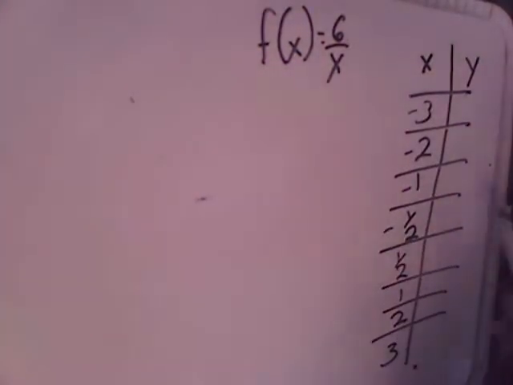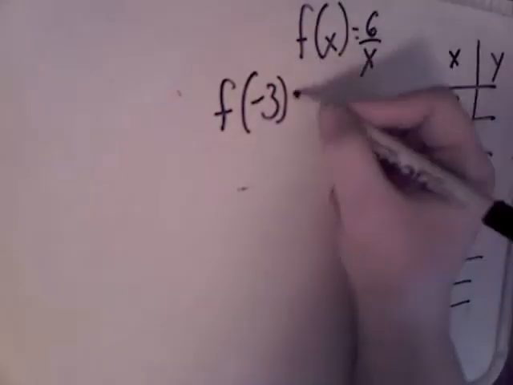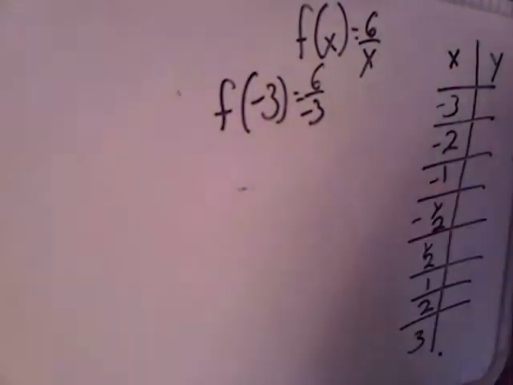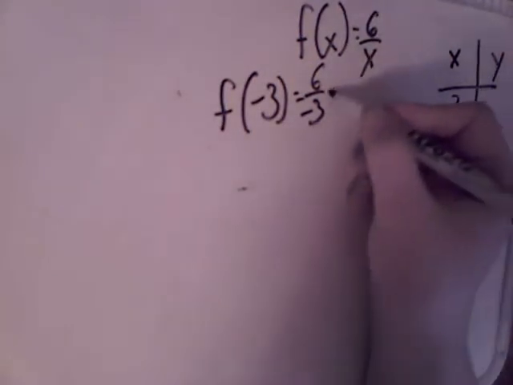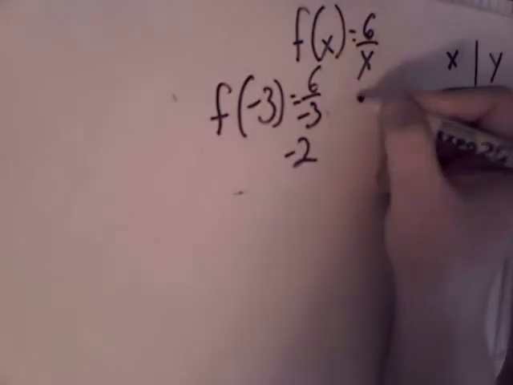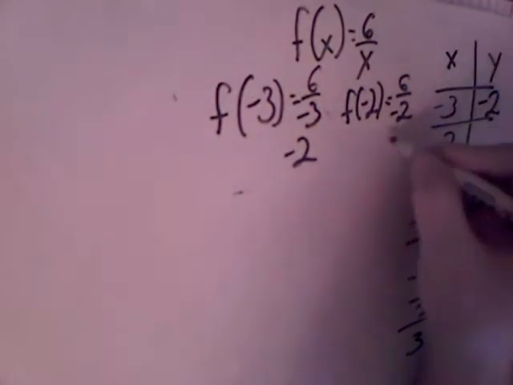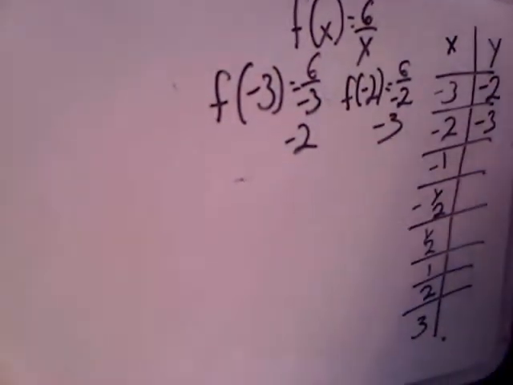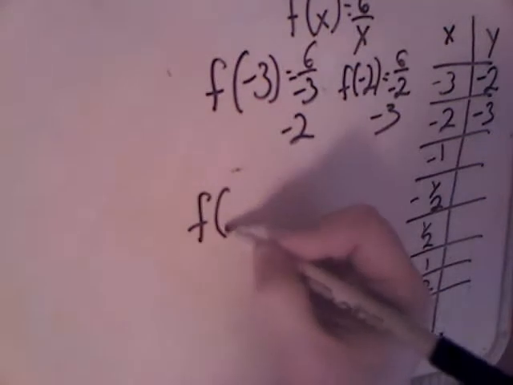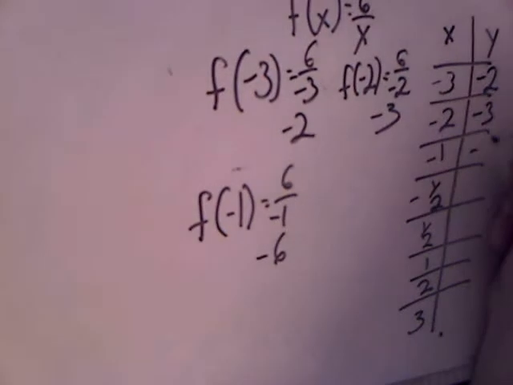Now what we need to do is put in these numbers. I'm not going to bother erasing so much as I might have before because I'll probably have more room. When x equals -3, you have 6 over -3, which is the same thing as -2. When x is -2, I have 6 over -2, which is -3. When x equals -1, I have 6 over -1, which is -6.